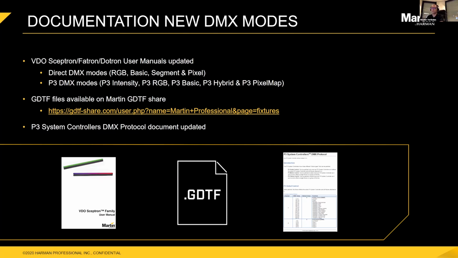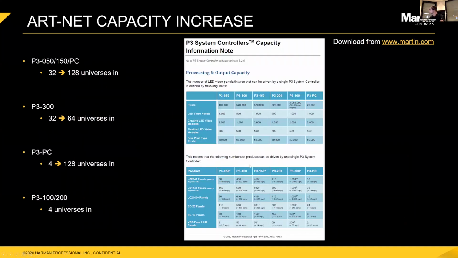of segment counts. So for example, on a Skeptron, there is a file where it's just 1 block, 2 blocks, 5 blocks, 10 blocks, 20 blocks, 25, all the way up to 100 blocks. All of those modes are available, so you shouldn't have to build those files yourself. So check out the Martin website for the updated fixture manuals. Check out the GDTF share, where Martin Professional has a page with all of our fixtures. And the P3 DMX document itself has also been updated to reflect these new possibilities.